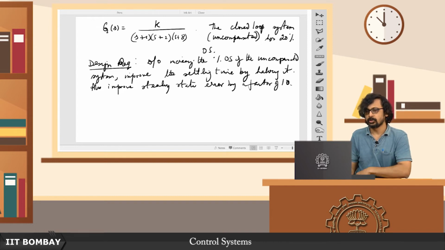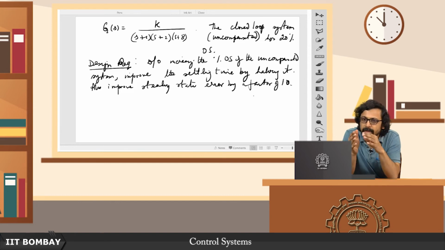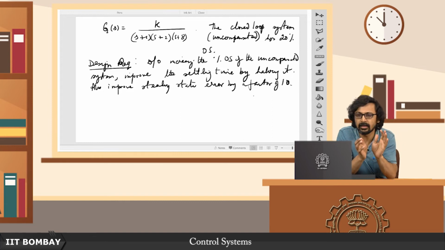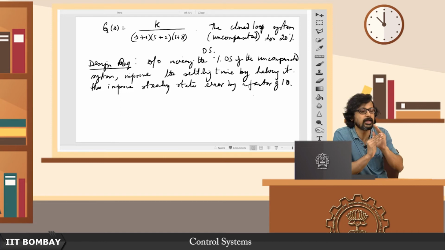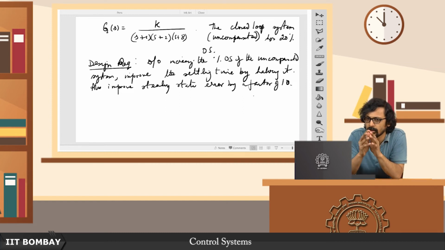Remember, all of this is now being specified with respect to the uncompensated system. No one is giving you numerical values; that would have been a little easier, then you would have known what settling time and steady state error to target. Those numerical values are explicitly not given. So this is a user specifying the design requirements in fuzzy terms, and a lot is still left for you to figure out.